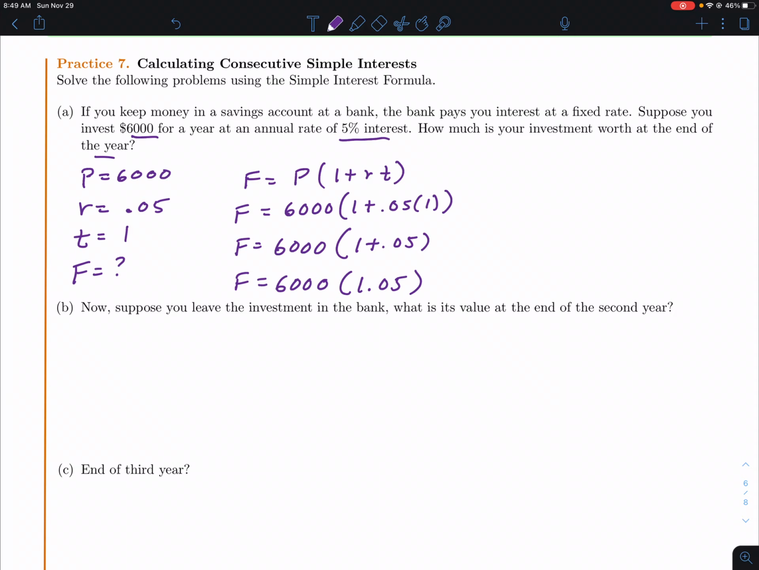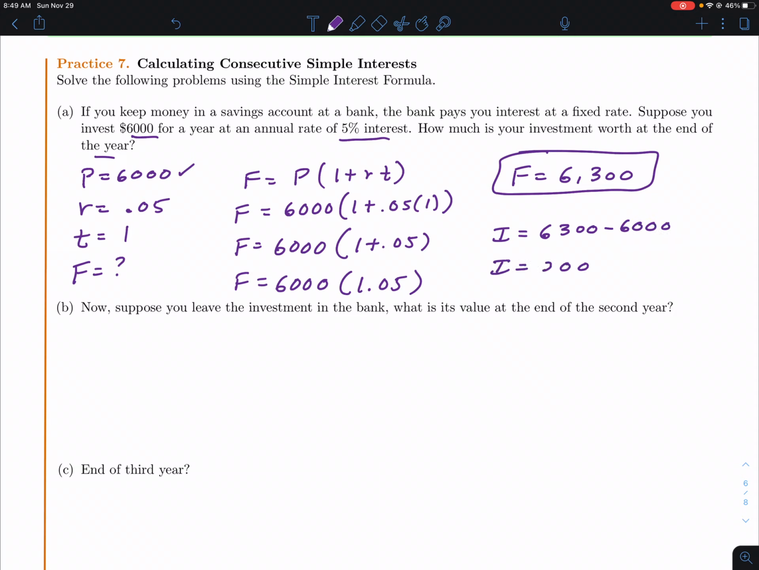Hold on, I'm trying to pull it up here. So 6,000 times 1.05 gives us 6,300. So after 1 year, we have $6,300 in the bank. How much interest did we earn in this case? Well, the interest is what's over and above what we originally deposited. So to calculate the interest, we do the future value minus 6,000, which tells us that we earned $300 interest in that year, which is pretty unrealistic.